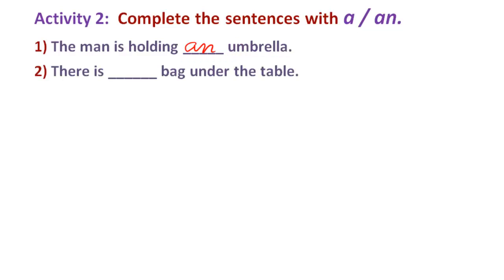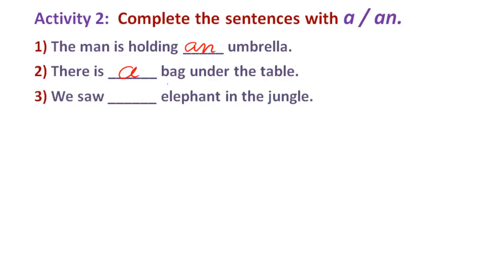Sentence number 2. There is, after the blank we see bag, and this word begins with a consonant, so we have to put a. There is a bag under the table. Sentence number 3. We saw an elephant in the jungle. This word begins with a vowel e, and this is not according to any exception, so we have to put an. Sentence number 4. He is eating an orange. The word begins with vowel O, so we have to put an orange.